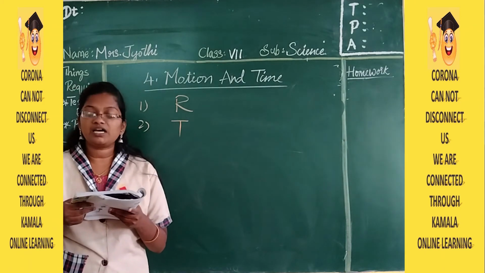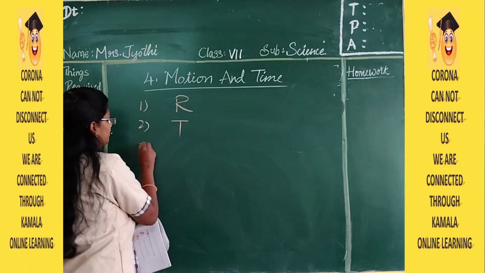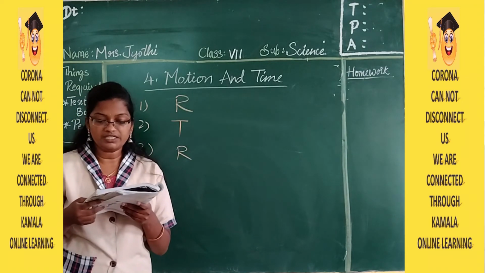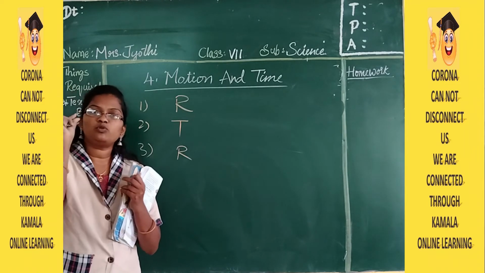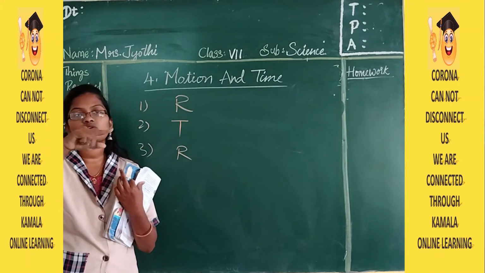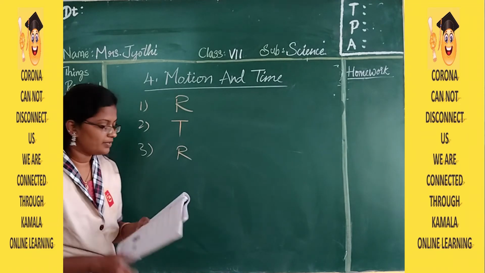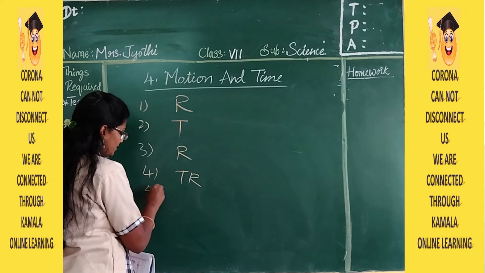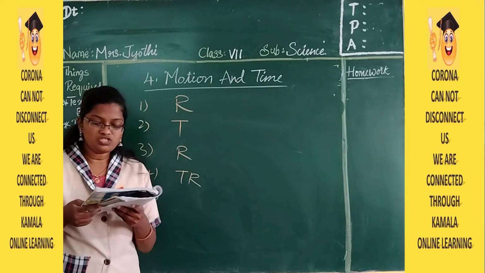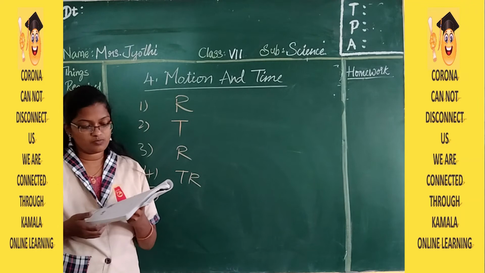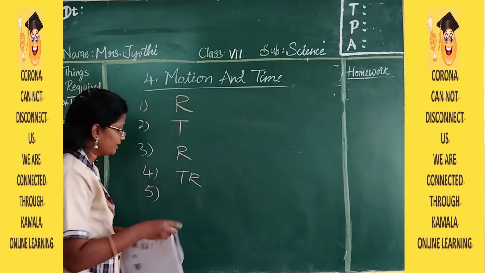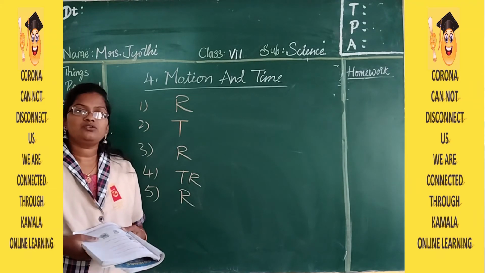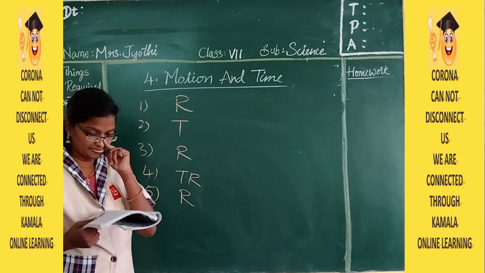Then motion of the earth around the sun. The rotation is rotatory. Then motion of a drill bit. Whenever we are drilling, it moves in a straight line, but the drill bit is going to rotate in a circular path. So it is TR. Fourth one is TR. And fifth one, motion of wheels of an object. Motion of wheels, they are rotatory. So it is R. So this is the activity.